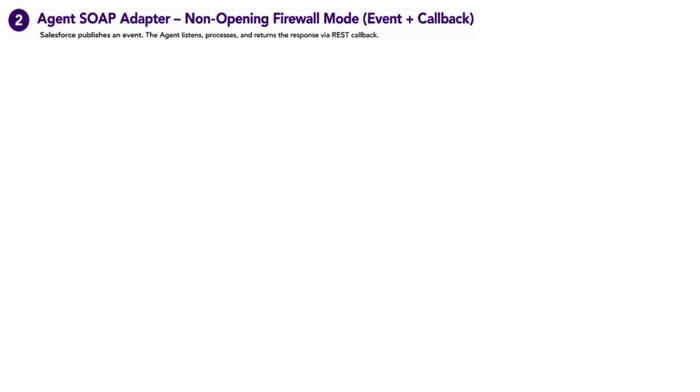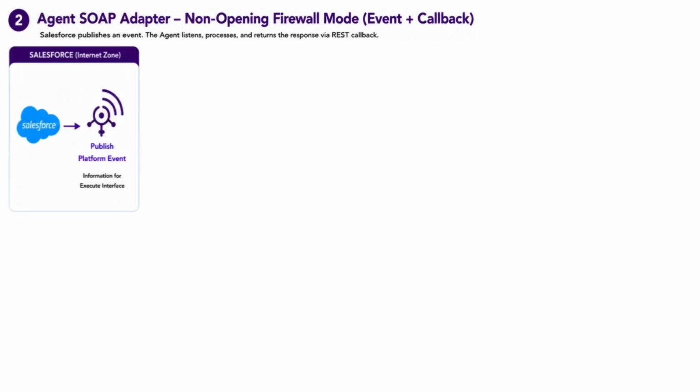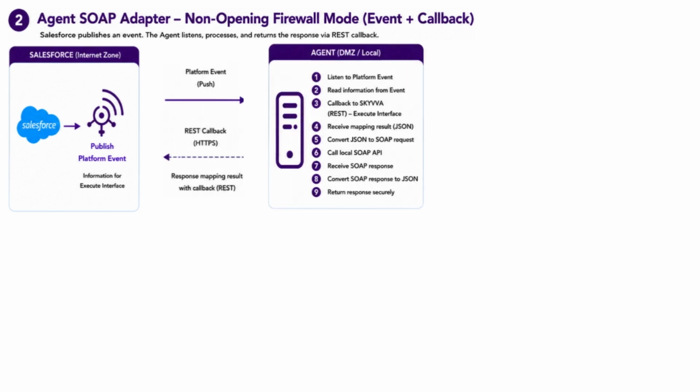Architecture Overview. This architecture consists of three main components. First, Salesforce, Internet Zone. The process starts in Salesforce. Instead of sending a REST request directly to the agent, SKYVVA publishes a platform event. This event contains the information needed to execute the interface. Second, the agent, DMZ/local. The agent continuously listens for platform events. When it receives an event, it performs the following steps.